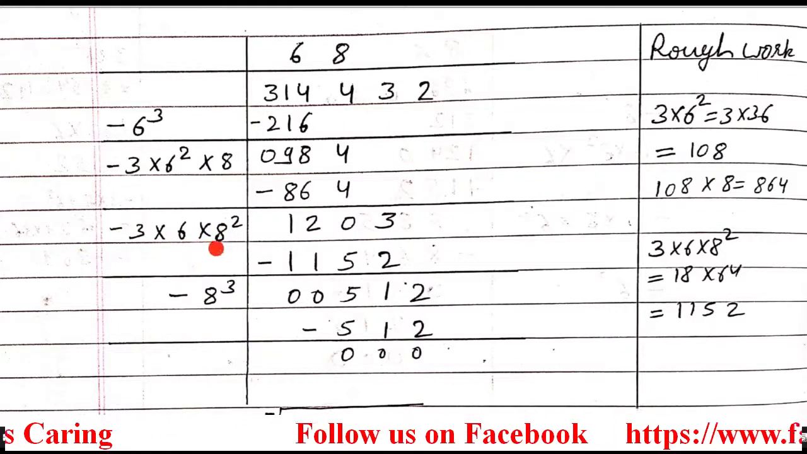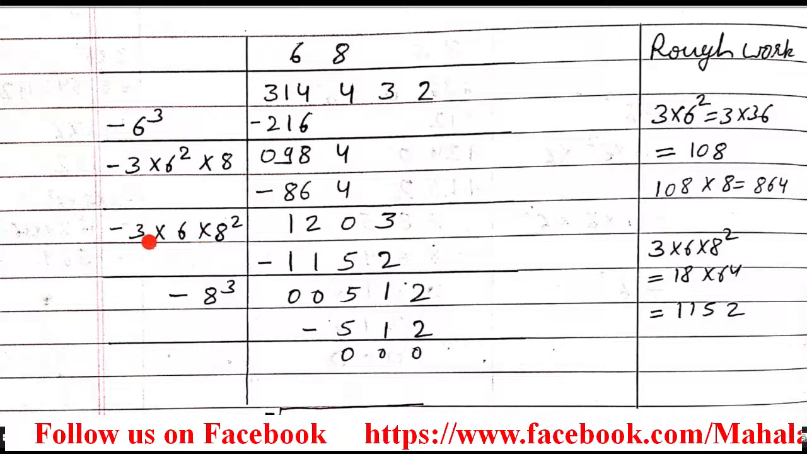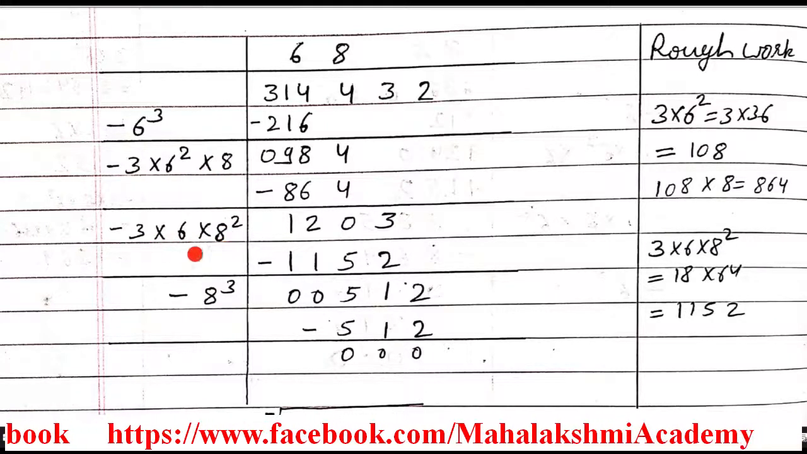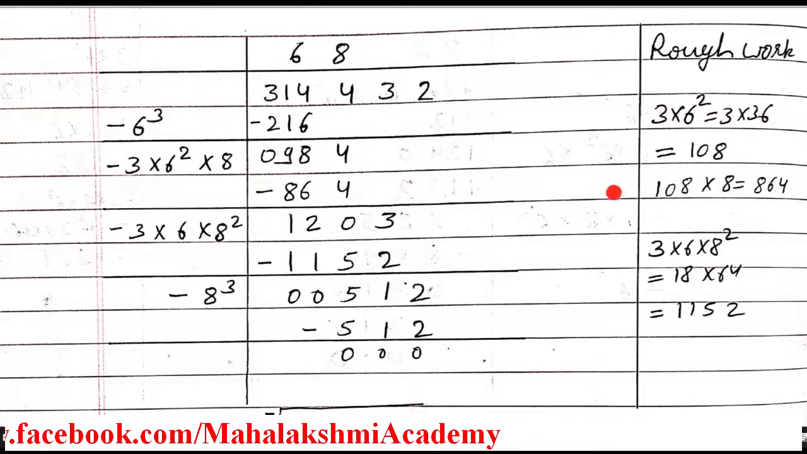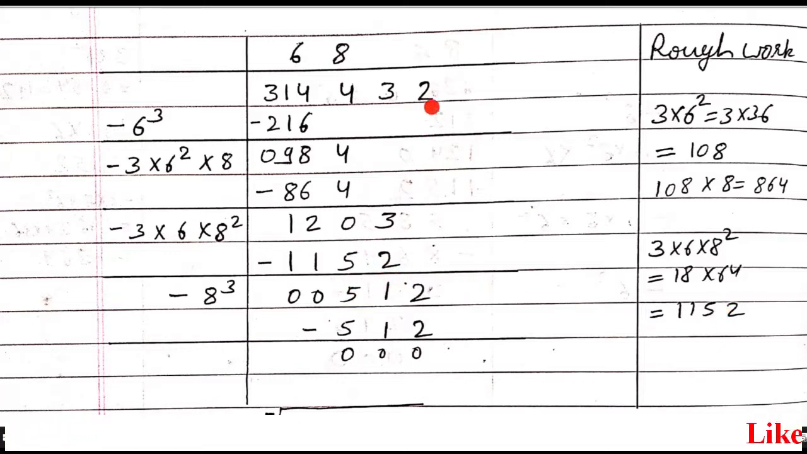Now just multiply them. In this step, you do not have to select anything. Simply, whatever digits you obtain after the process, you have to find the product and write the answer here. So I multiplied here. 3 times 6 is 18, 8 times 8 is 64. Multiply 18 and 64, you will get 1152. Subtract it, you will get 51 here. Now it's 2's turn, so write 2 here, so it's going to be 512.